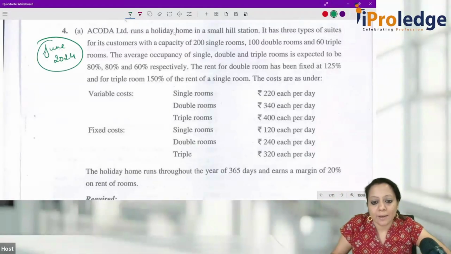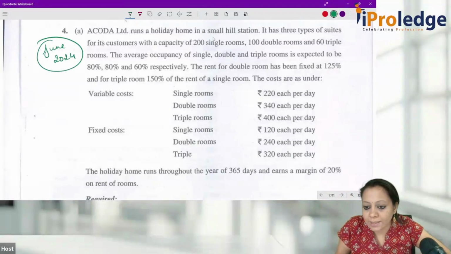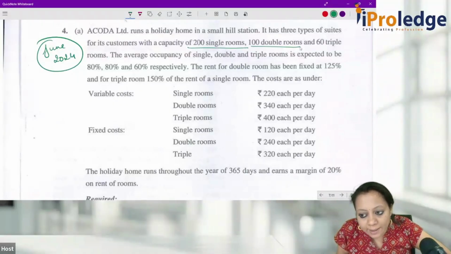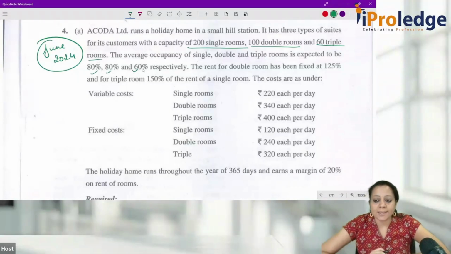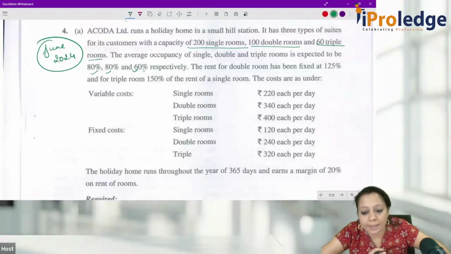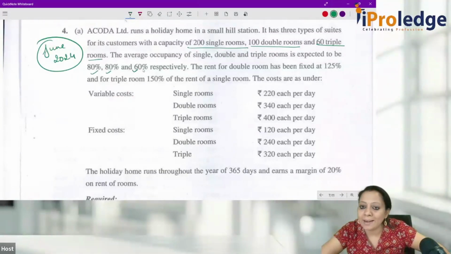So let us start. We have a company which runs a holiday home in a small hill station. It has three types of suites for its customers with a capacity of 200 single rooms, 100 double rooms, and 60 triple rooms. The average occupancy is expected to be 80, 80, and 60 percentage. What is the meaning of occupancy? In off season, occupancy will be less. In normal seasonal times, occupancy will be high. Based on that, over a year they have given 80, 80, and 60 for single, double, and triple rooms.